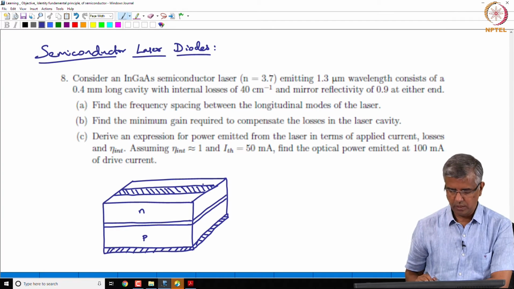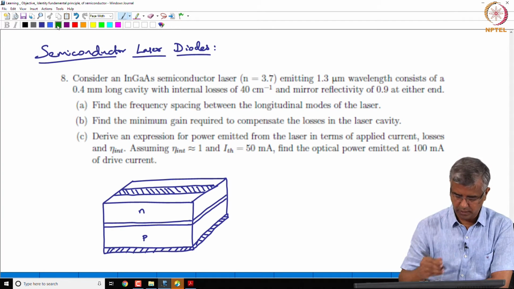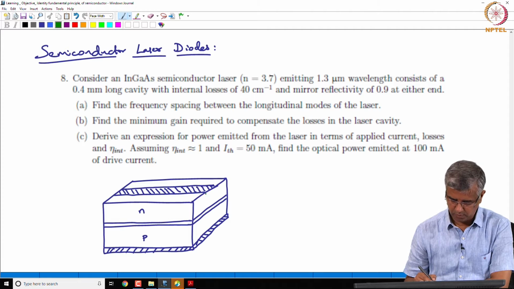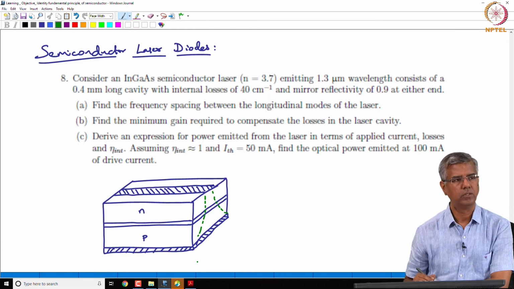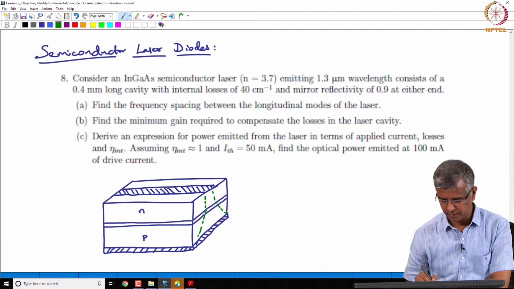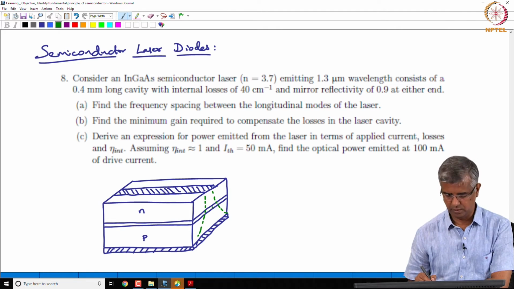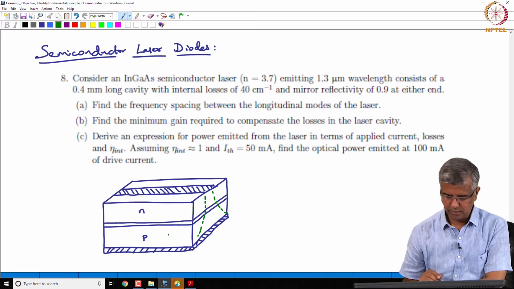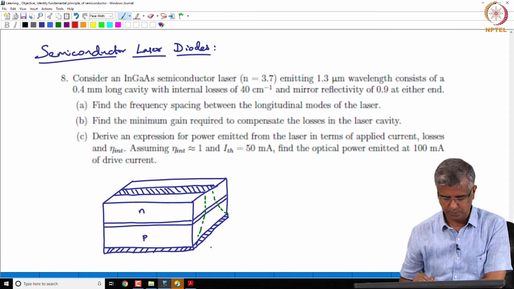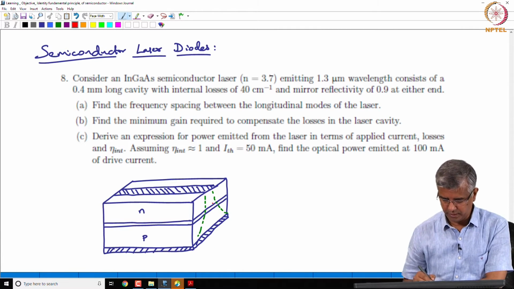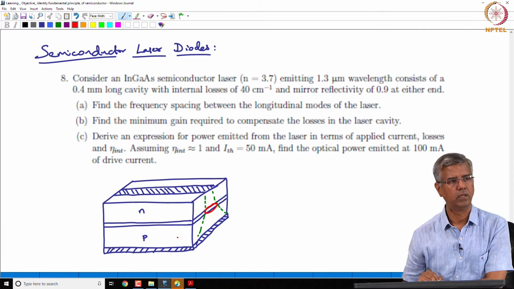So, you can imagine that the current that is flowing through this structure is going to be something like this. All the carriers injected are going to be around the center of this facet. So, when you look at the light that comes out of this laser, you can say that it is going to come out of this region here.